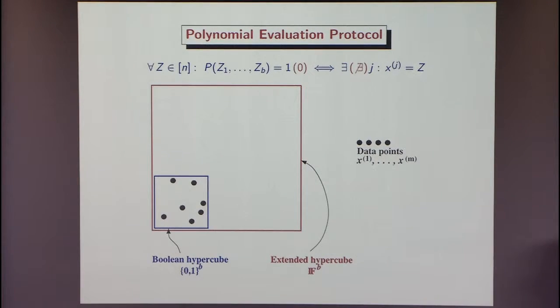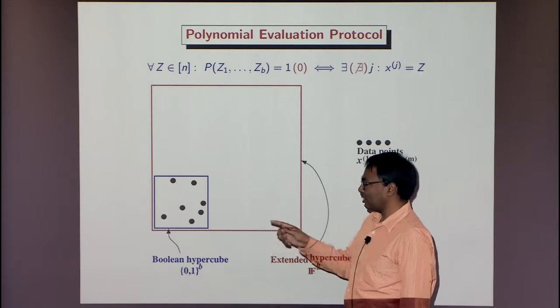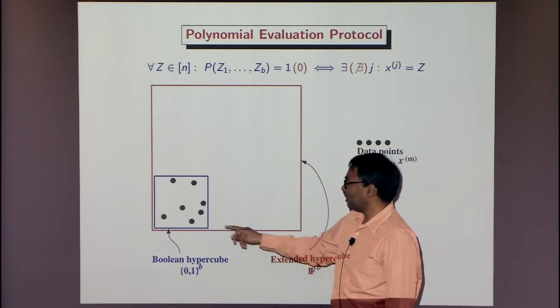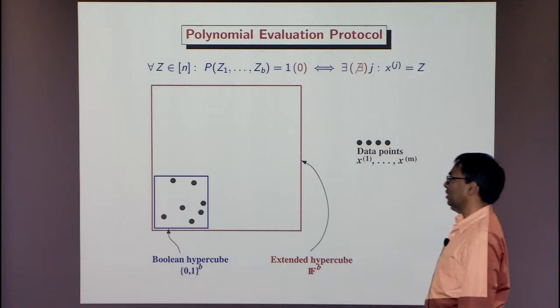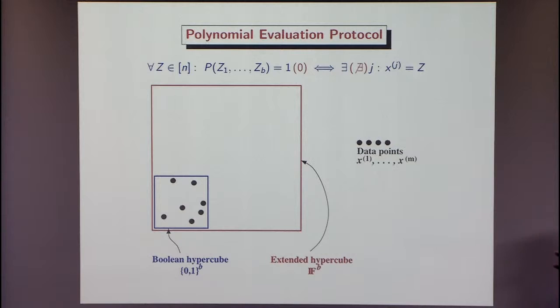So here's another view of what we've done so far. We had the data stream, which is a collection of integers. This collection of integers is then mapped to a collection of points in the Boolean hypercube of b dimensions. You can think of the Boolean hypercube as sitting inside this extended hypercube F to the b, for the finite field F that we're working on. And the net effect of that entire processing is to evaluate the polynomial that represents the stream in some manner at some random point.